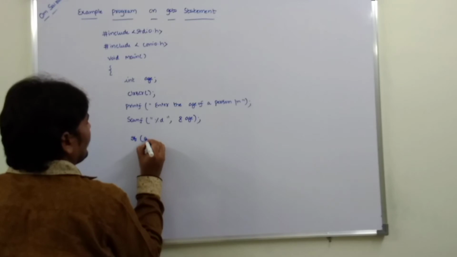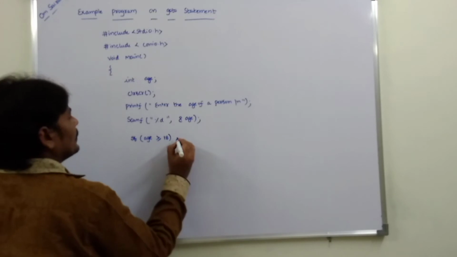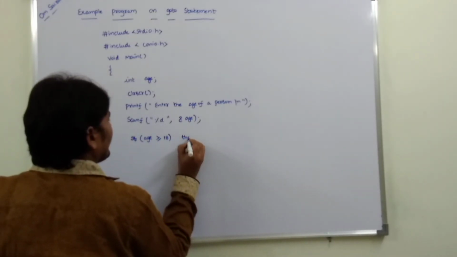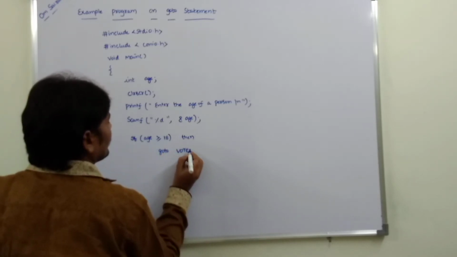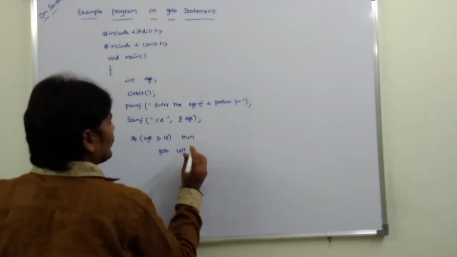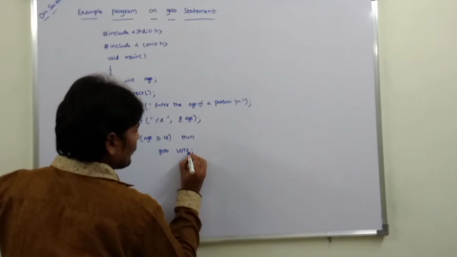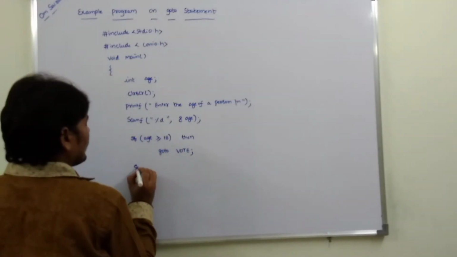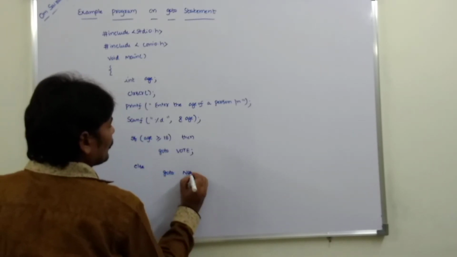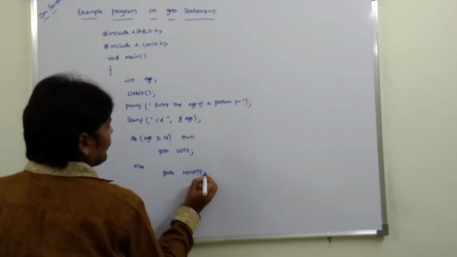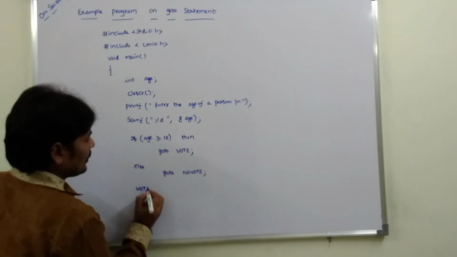Next, if age >= 18, then goto vote; else goto novote.